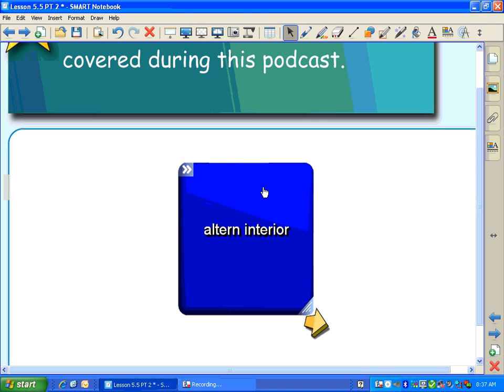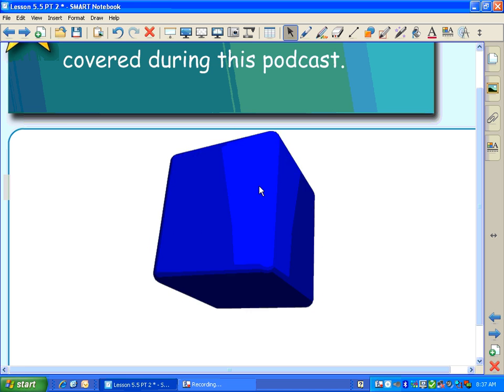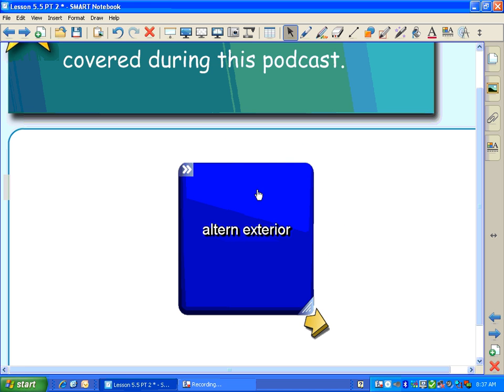Alternate interior angles are formed when a transversal cuts through or intersects parallel lines, and alternate interior angles are congruent. Alternate exterior angles are also formed when the transversal cuts through or intersects parallel lines, and the alternate exterior angles are also congruent.